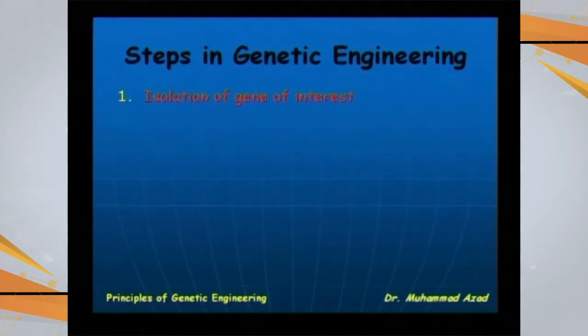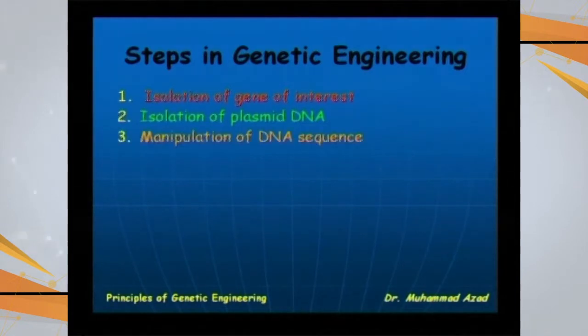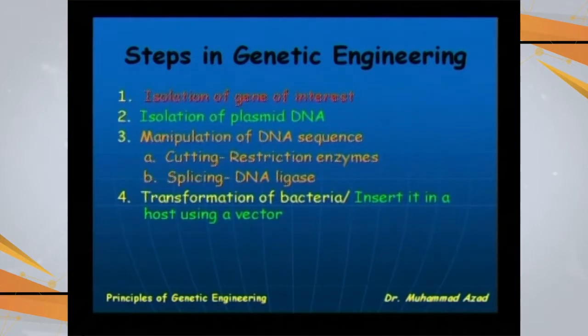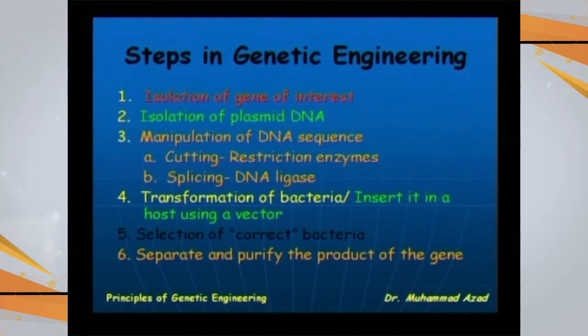Going with the steps in genetic engineering. First step is isolation of a gene of interest. Second, isolation of plasmid DNA. Third, manipulation of DNA sequence, cutting the DNA with the help of enzyme restriction endonucleases, and then splicing the DNA with the help of DNA ligase. Then transformation of bacteria, which is the insertion into a host using a vector, and then selection of correct bacteria, and finally separation and purification of the product of the gene technology.